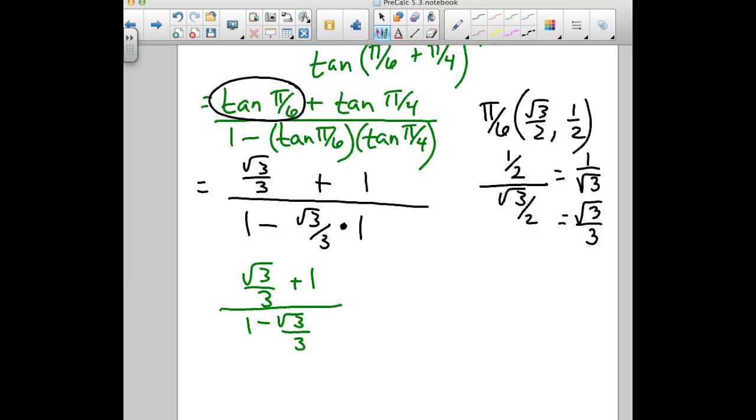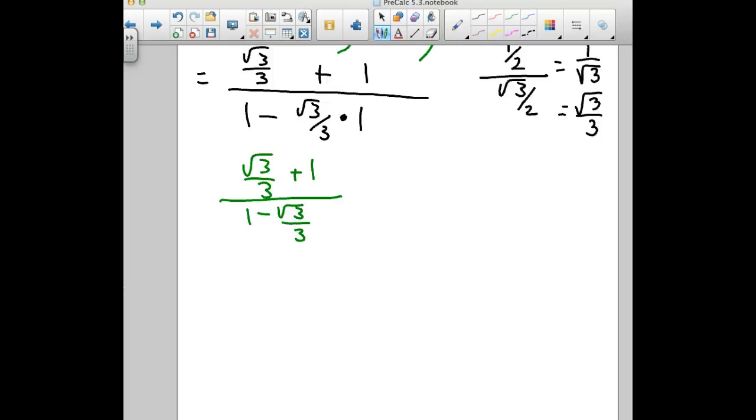And to clean this up, the first thing we want to do is get rid of the fractions both on the top and the bottom. Let's get that to be not so complex. So let's think in terms of thirds. I'm going to multiply this one by 3 over 3. I'm just multiplying by a 1, but I'm getting a 3 as a common denominator there. So I end up with root 3 plus 3 all over a 3.